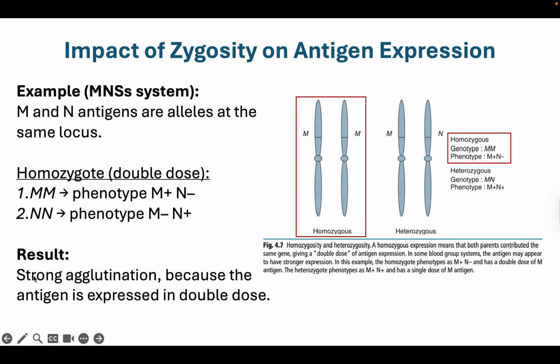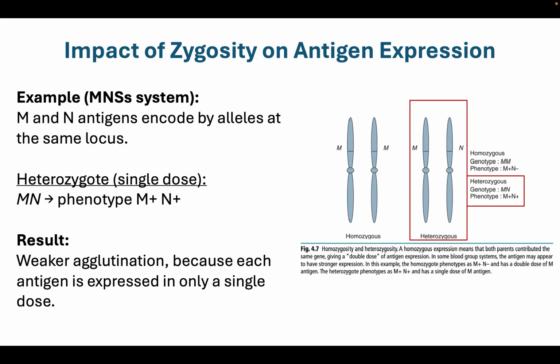So what's the result? I will get a strong agglutination because the antigen is expressed in a double dose. As you can see, because I have the M allele on the same locus, MM, we call it double dose. Both alleles encode the same antigen, which is M. Or in the case of N, I will have two alleles encoding N, so I will have dense N antigen on the red blood cell. This is regarding the homozygotes.